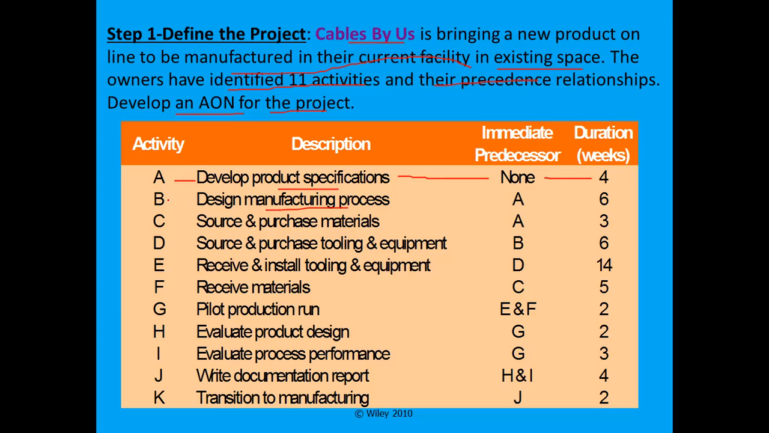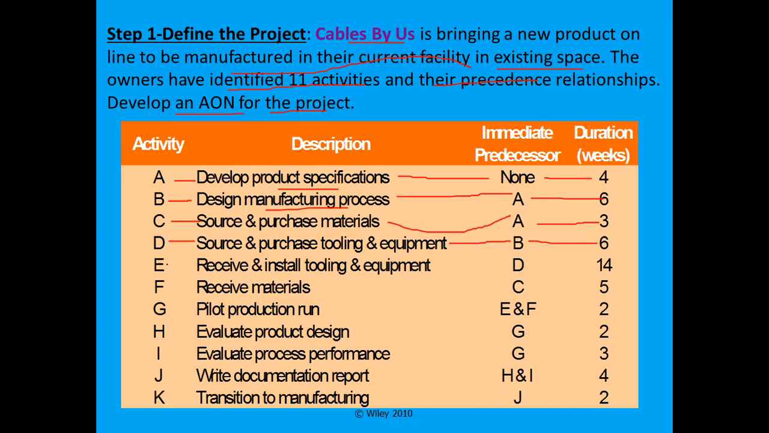Design the manufacturing process, B. Its predecessor is A, and it takes 6 weeks. Next, C, source and purchase the material. The predecessor is A, so the number of weeks is 3. D, source and purchase tooling equipment. For that there is B, this one is about 6 weeks.